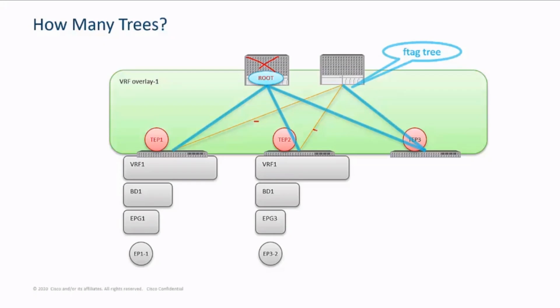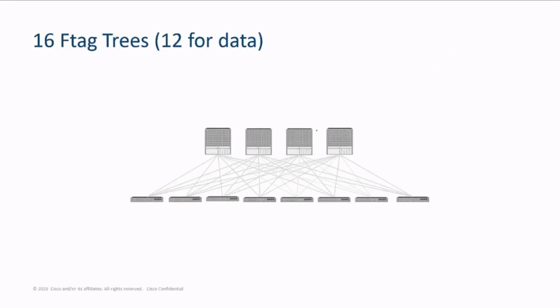So we just looked at one F-tag tree. In ACI, we actually have 16 F-tag trees. Now, 4 of the trees are reserved for ACI control plane traffic. 12 are actually used for data plane, for things like unknown unicast and broadcast. Those 12 trees will get split across the spines. Since I have 12 trees and 4 spines, those spines are going to be the root for 3 trees each. Notice spine 1 is the root for tree 1, 5, and 9. Spine 3 is the root for F-tag 3, 7, and 11.